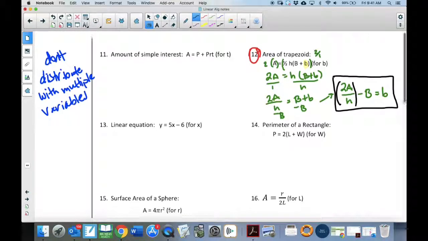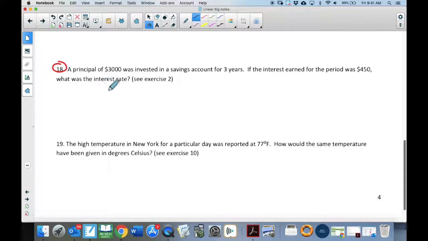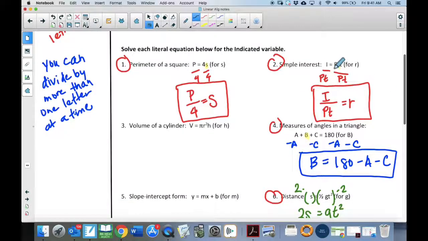I want to take a look at some of the problems at the bottom of the page that look a little bit different. So number 18 says, a principal of $3,000 was invested in a savings account for 3 years. If the interest earned for the period was $450, what was the interest rate? See exercise 2. Let's look at exercise 2. Okay, exercise 2 has this formula, I equals PRT. It also has this formula that we figured out, R equals I over PT. Let's take a second to copy both those equations down on the other side of the paper so that we have them and we can decide which one to use.